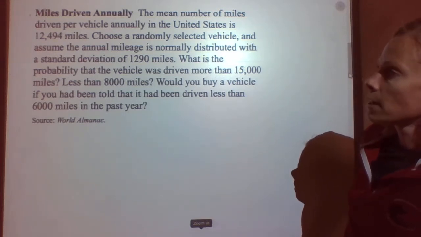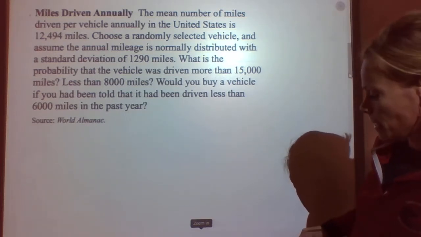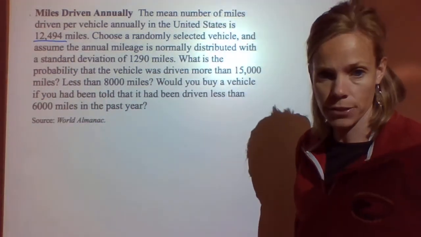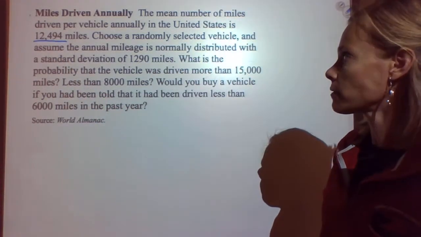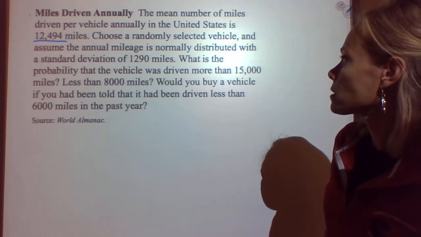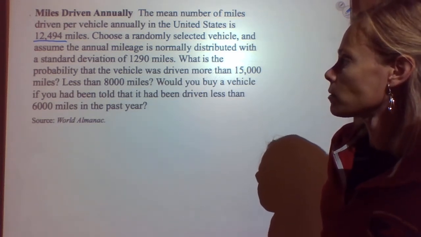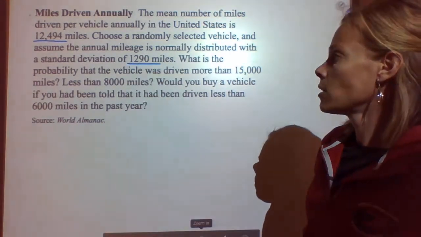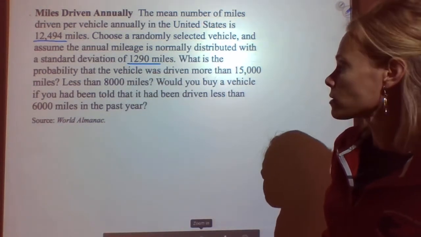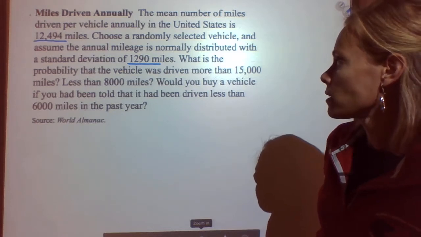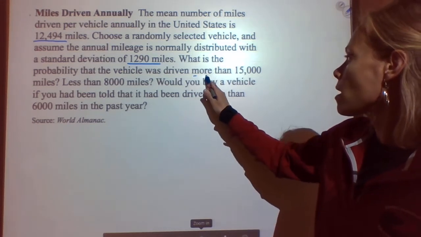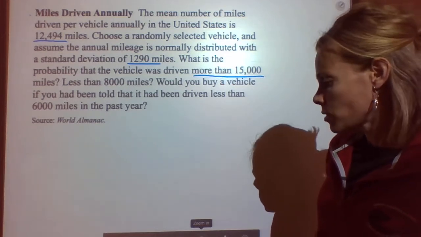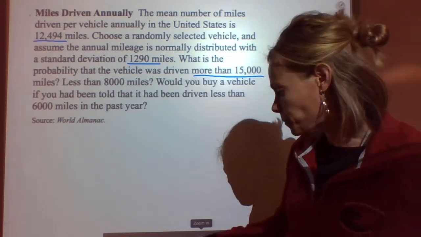The mean number of miles driven per vehicle annually in the United States is 12,494. That's my average. I need that for my formula, right? The average. Choose a randomly selected vehicle and assume the annual mileage is normally distributed with a standard deviation of 1,290 miles. What is the probability that a vehicle was driven more than 15,000 miles? Okay, so we first need a z-score.